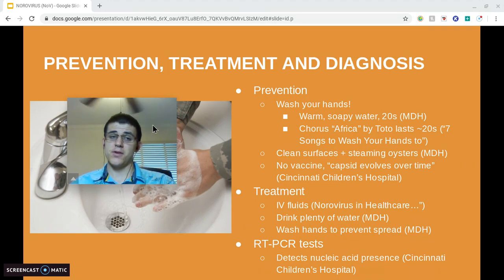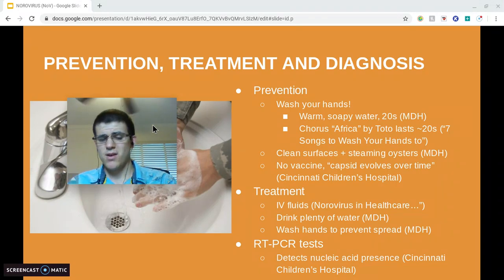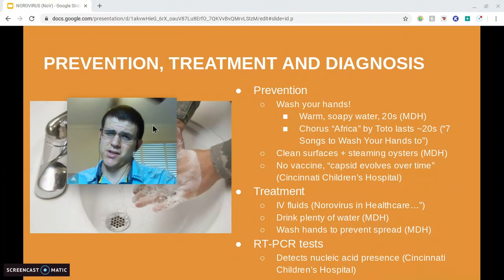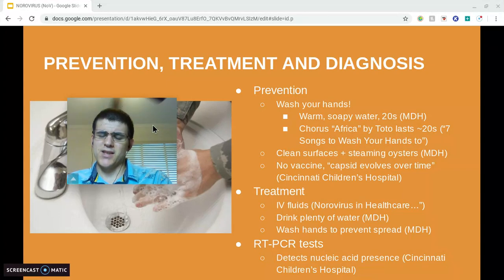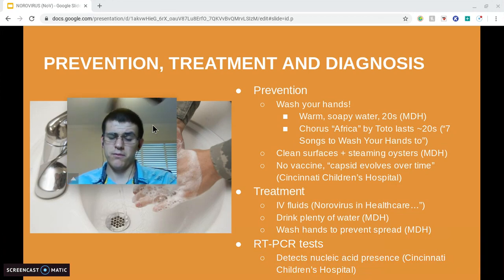The thing about this, though, is that there's no vaccine. I think they're researching it right now, but it's very hard to develop a vaccine since the capsid evolves over time. That makes it very hard to design a vaccine for that. The treatment for this disease is going to be pretty much IV fluids. That's mostly going to happen if you're going to have complications. That's for severe cases. Usually, you just need to drink plenty of fluids and replenish your fluids that way.